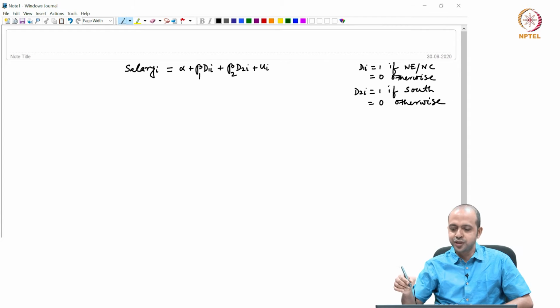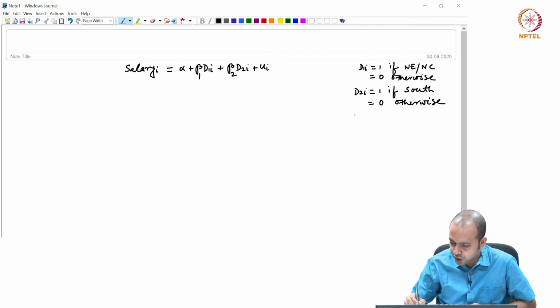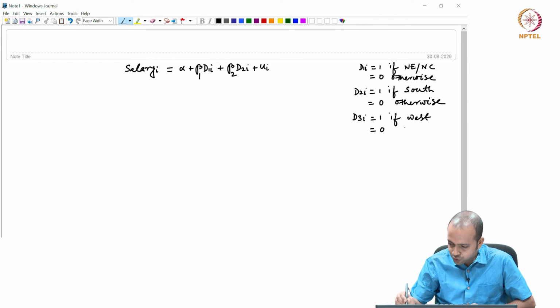D1i equals 0 means it is not northeast or north central. D2i equals 0 means it is not south. So, if the region is neither northeast, north central nor south, obviously that would be our western region. That is why there is no need to introduce one more dummy for the western region. The two dummies are enough to indicate the situation. But suppose you have introduced one more dummy, D3i equals 1 if west and 0 otherwise.